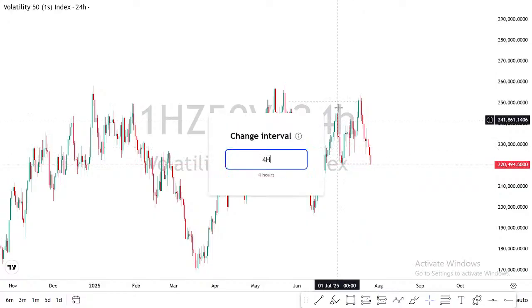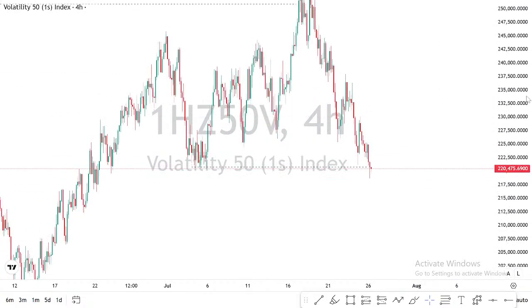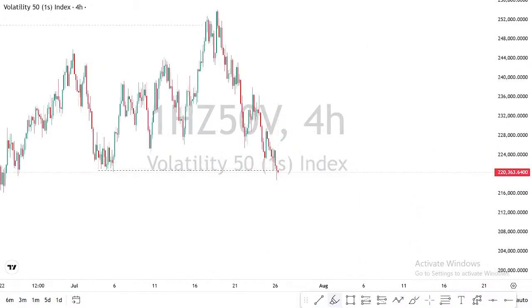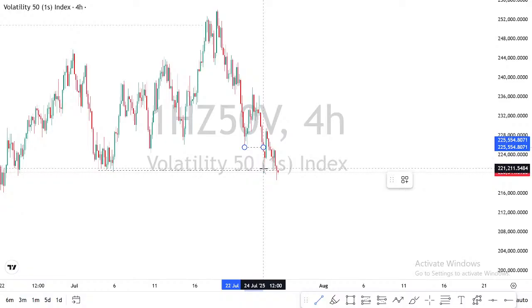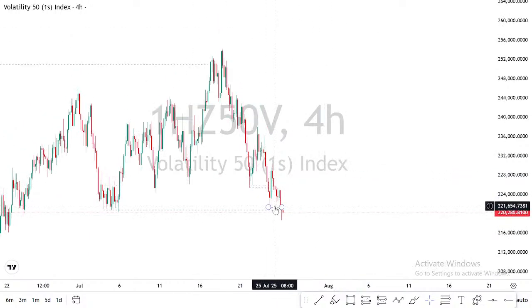So 4 hours time frame. It is obvious that we have our last break of structure. So 4 hours time frame. Let's look at the internal break of structure. Alright, we have a break of structure to the downside. Break of structure to the downside. Another break to the downside. That's the internal structure. So we have something like this.